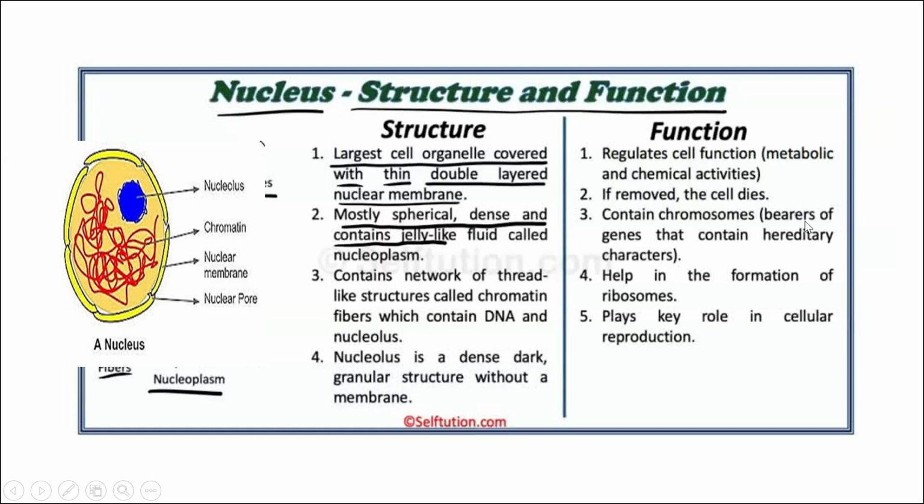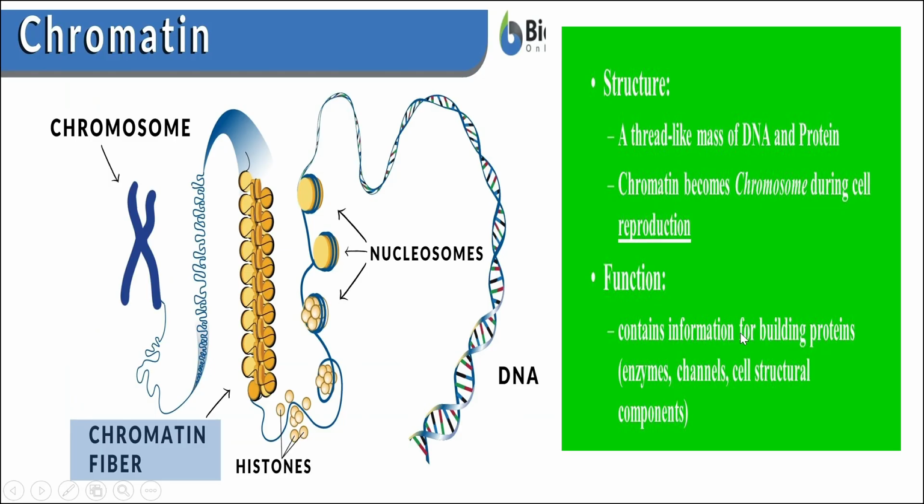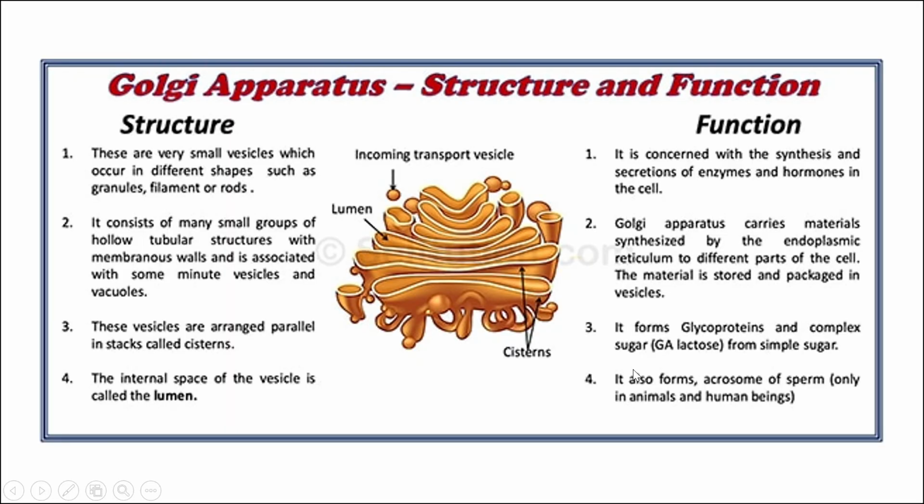So it contains chromosomes, that is, bearers of genes that carry hereditary nature. It plays a key role in cellular reproduction. The chromatin is a thread-like mass of DNA and protein. Chromatin becomes chromosome during reproduction, and contains the information for building proteins, enzymes and chemical cellular structures. So next is your Golgi apparatus.